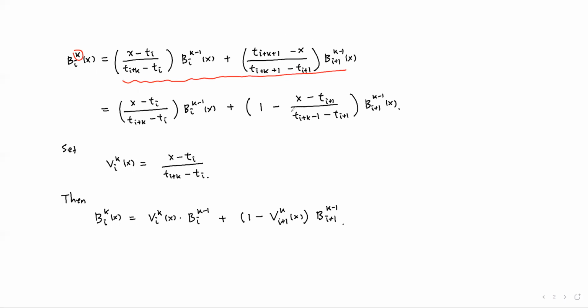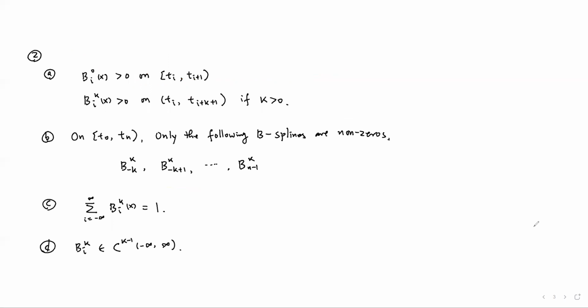If I rewrite the second term into this and introduce this special linear function, then the definition can be written in this elegant form. Okay, this is the definition of basic spline functions. Basic spline functions have many nice properties. Let me make a list of some of the properties.